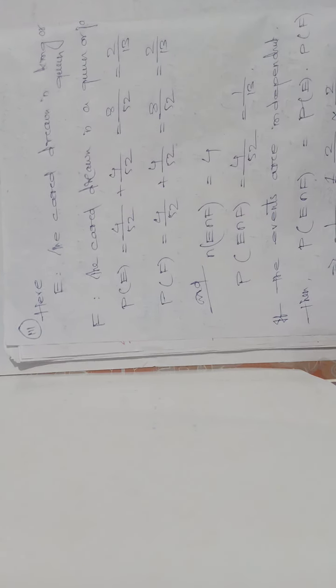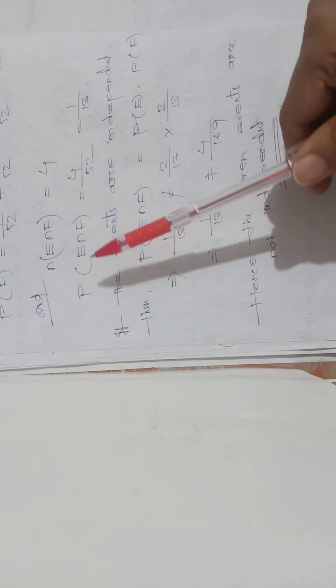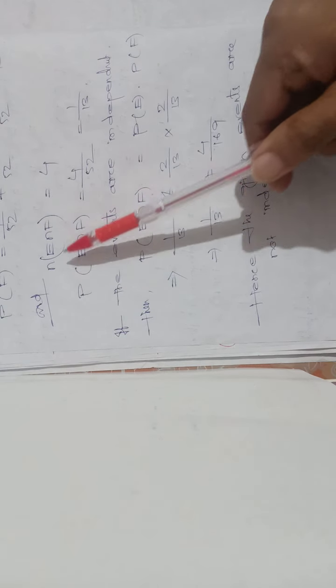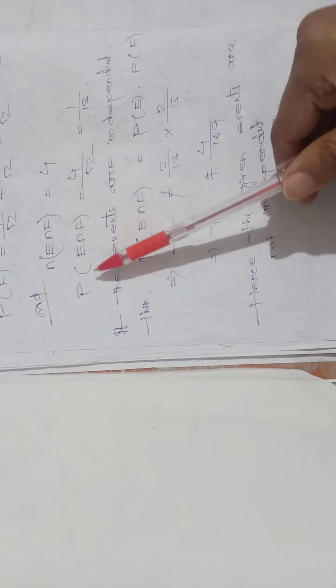Now, how many cards are common between these two events? 4, because here it is king or queen, and here queen or jack. The queen is common, so 4 queens are there in a deck of cards. So since the number in the intersection is 4, the probability of E intersection F will be 4/52, which is 1/13. Now let us check whether these two events are independent or not.